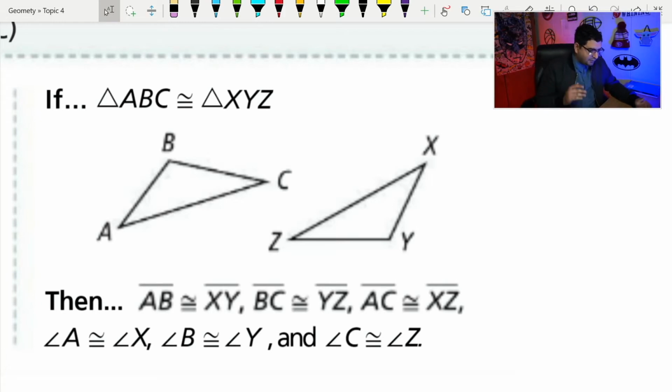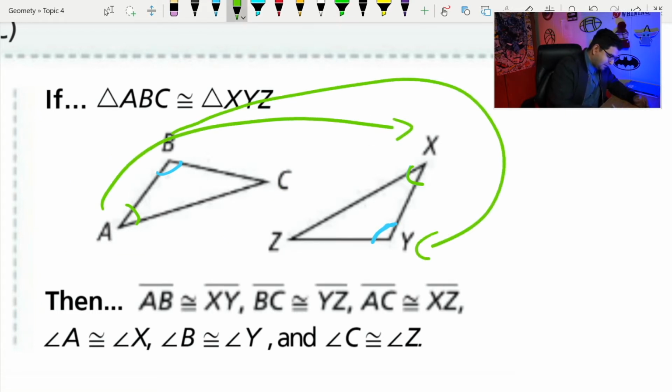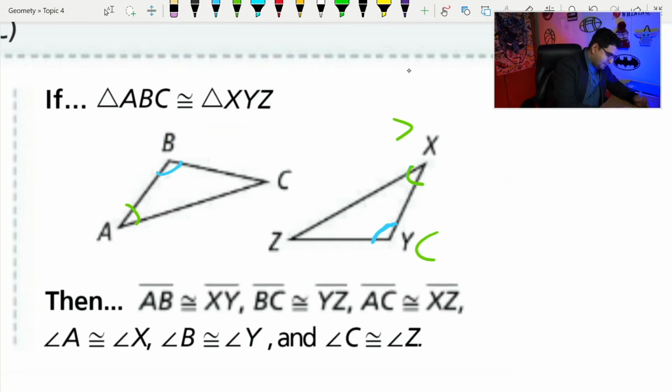If we know that these two triangles are congruent, I simply have to match up their parts. For example, if they're congruent triangles, that means everything about them is equal to each other. So angle B in this triangle is like angle Y in this triangle. Both of these angles would be congruent. Angle X is like angle A. It corresponds to angle A. If I were to rotate this triangle right here, it would match up where A goes to X, B goes to Y, and C goes to Z. So C would be congruent to Z.